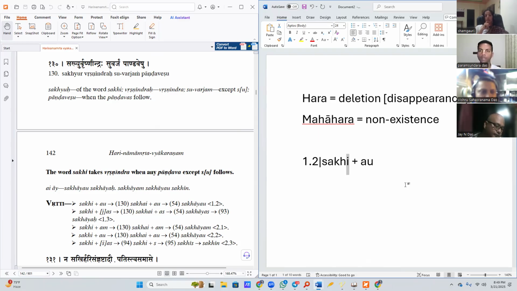Okay? So Sakhi takes Vrishnendra when any Pandava follows, except for Su. What are the Pandavas? The first five are Pandavas. So the sutra says except for Su, if other Pandavas are following, then Sakhi will take Vrishnendra. So Au is a Pandava, E takes Vrishnendra, so Idvasya Ai, and Au is there.